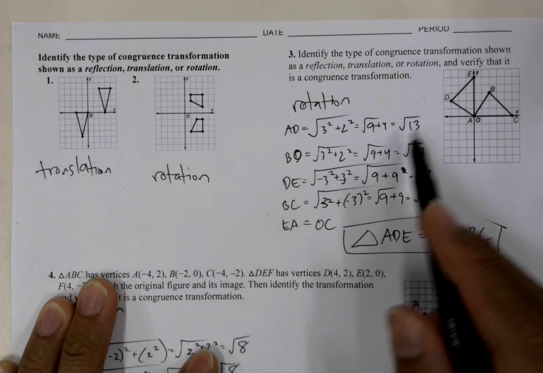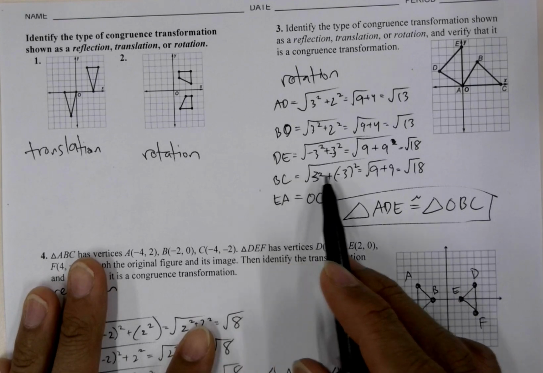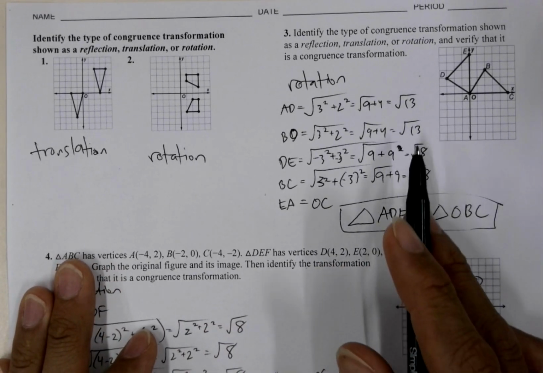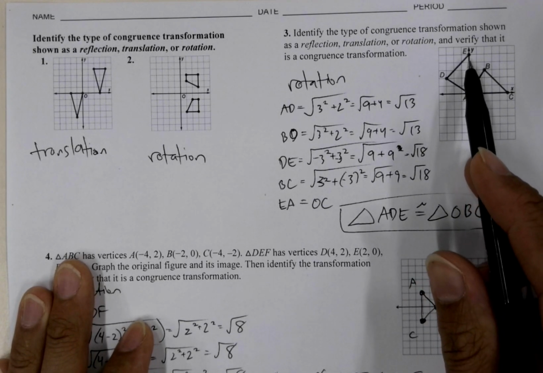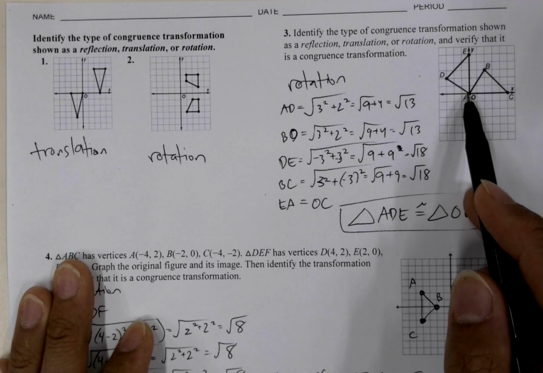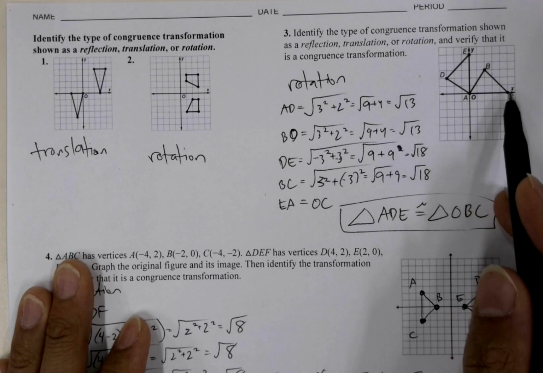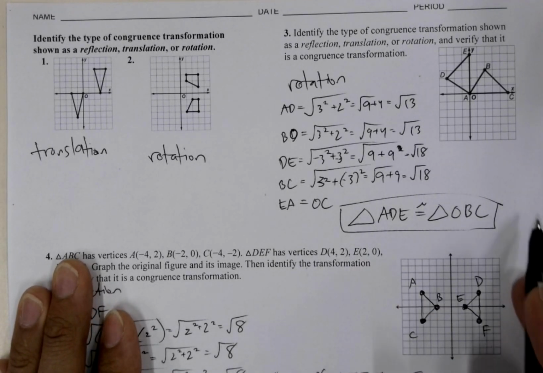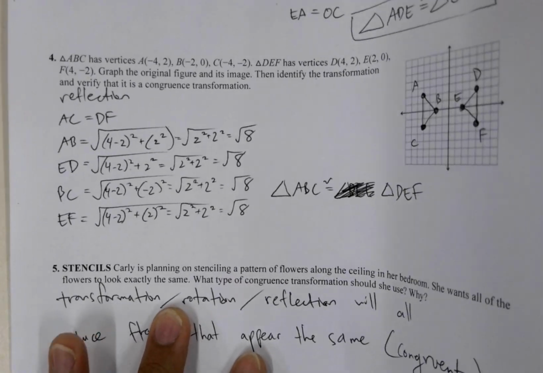And then we're going to DE. We're checking if DE is congruent with BC. So DE turns out to be square root 18, and BC turns out to be square root 18 as well. So those are congruent. And then EA, by looking at the figure, is 1, 2, 3, 4, 5 units, and OC is also 1, 2, 3, 4, 5 units. So we could say that they're equal to each other, and thus via side, side, side that the triangles are congruent.